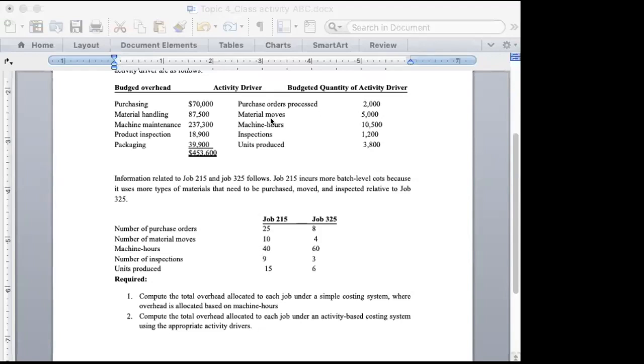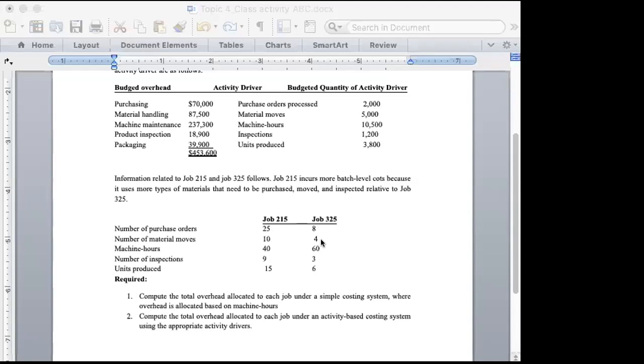Step 4, apply the predetermined overhead rate. How do you apply? Rate multiplied by machine hours. So you multiply by only 40 and 60, and you get the allocation for job 215 and the allocation for job 325. Your traditional costing is finished.